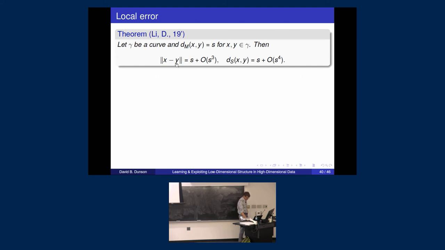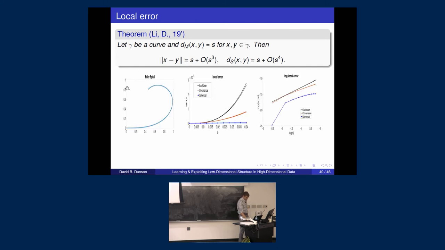local Euclidean distance. You can see that in cases like the Euler spiral, where we can actually calculate things. If we look at how much the error blows up as the distance between the points increases, our curve is the blue one here, and we're really not blowing up at all.